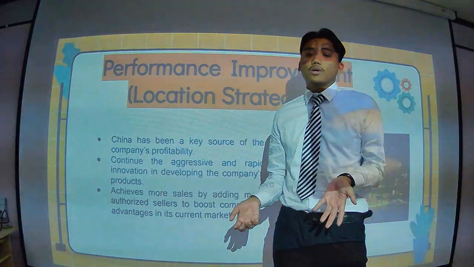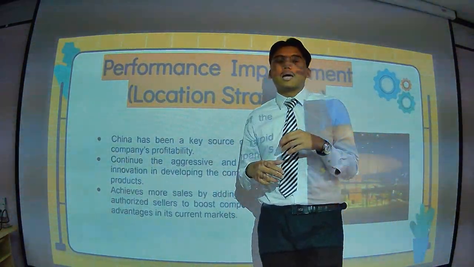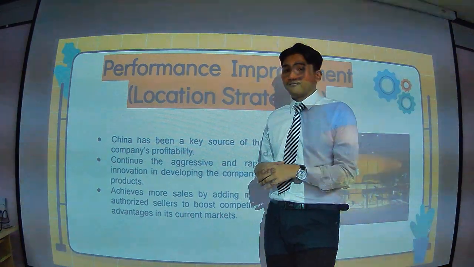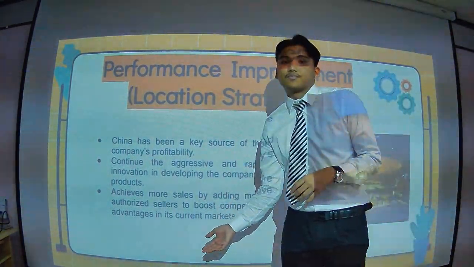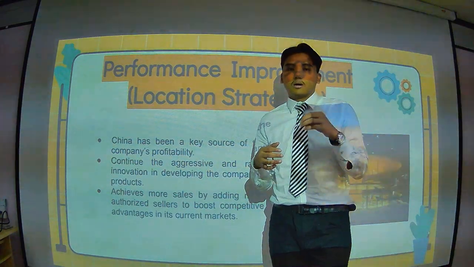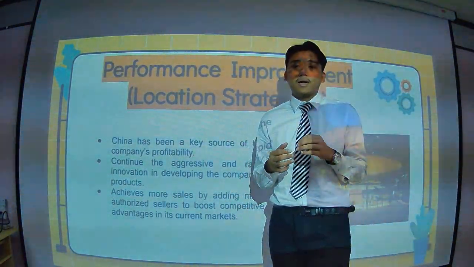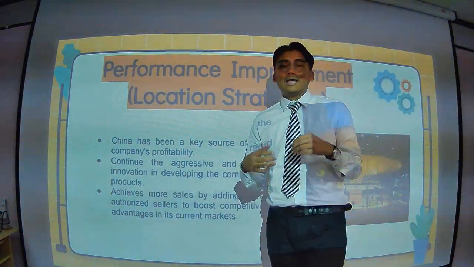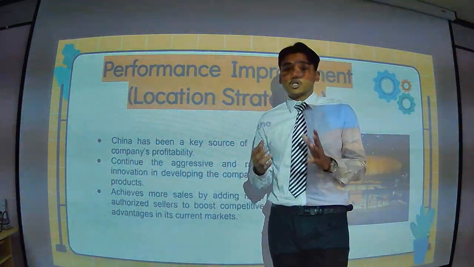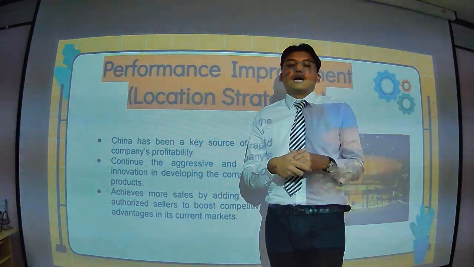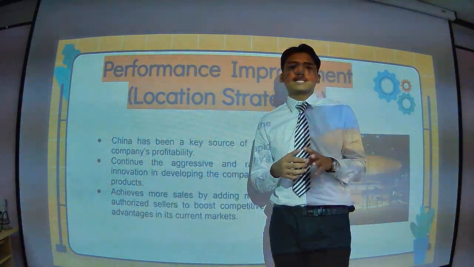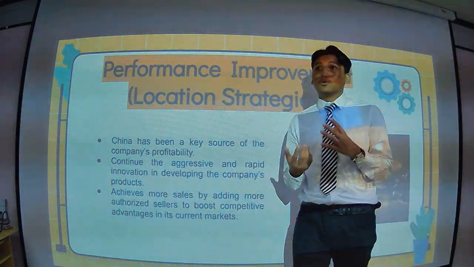So, how to improve the performance? Apple can improve the performance by achieving more sales by adding more authorized sellers to boost competitive advantage in its current markets. This method also penetrates markets where Apple has not yet achieved a significant position. Under the market penetration intensive growth strategy, the company uses promotion through various websites and media outlets. The company also can use this strength to capitalize on opportunities such as expansion of its consumer electronics distribution network.